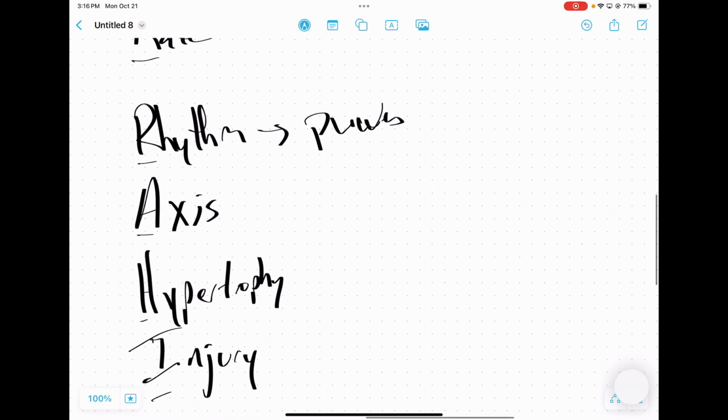Okay, is the rate regular? Are the QRS complexes happening regular? Are the P waves regular? This is where you do all your rate analysis. Then you move on to axis.